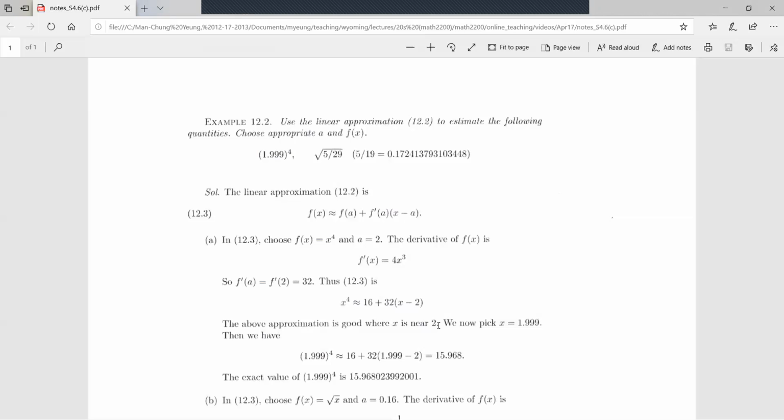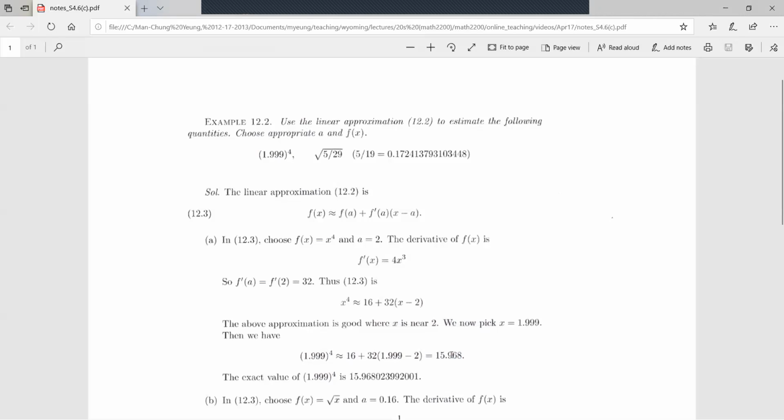Now, I set x to 1.999. This number is very, very close to 2. Plug in this number in this approximation, then we get this approximation. So this number is an estimate of this quantity. Actually, this number is the answer to the question here.